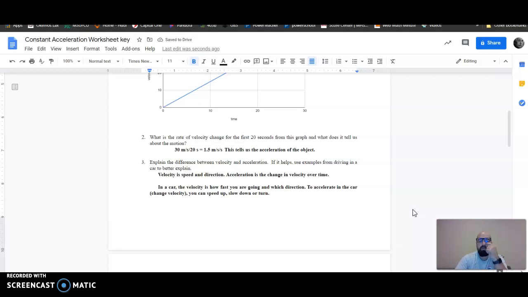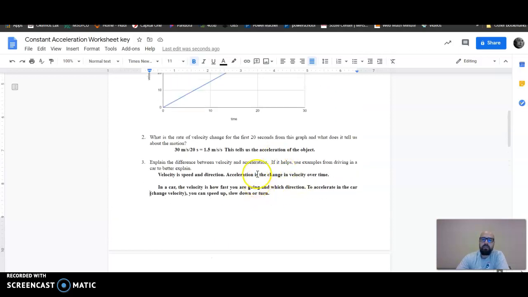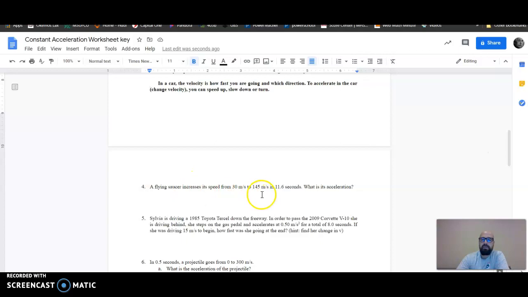So you could use an example of like, maybe you're going 55 miles per hour, but then you approach a traffic jam, so you have to slow down, and that would be your negative acceleration. So anything like that would work out good. So that was a little more conceptual, and then we got to the math part here.